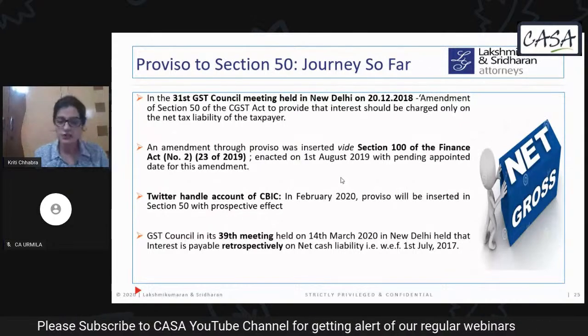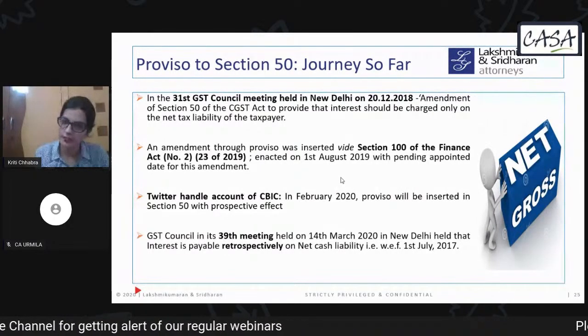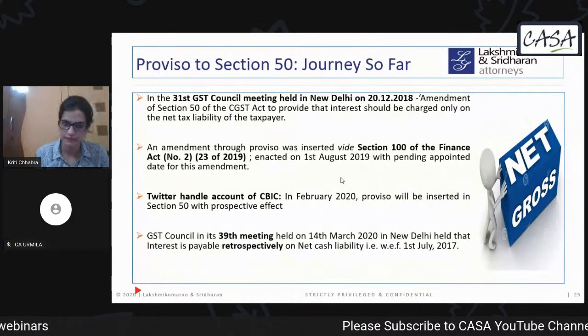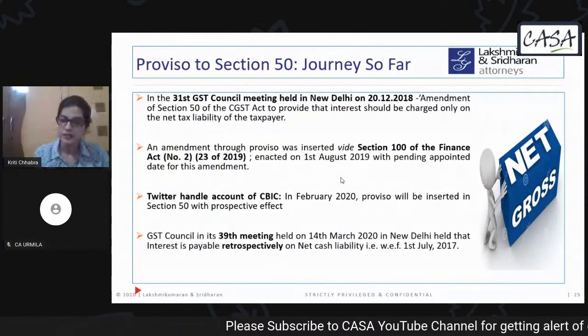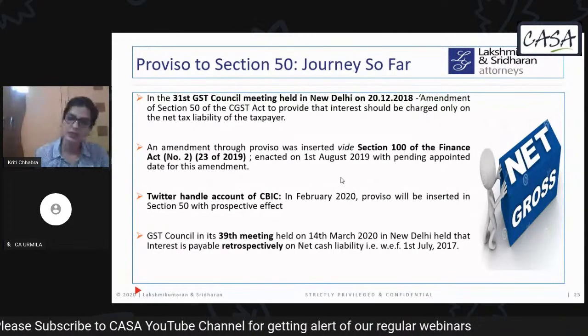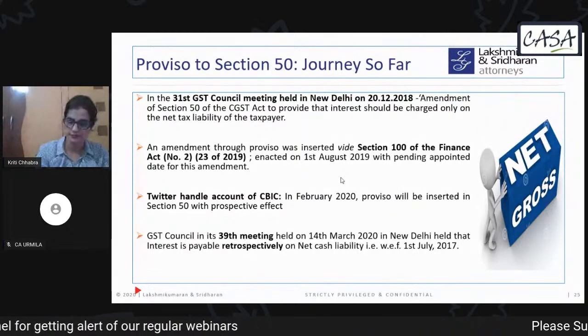Next, in the 39th GST Council meeting, in March 2020, the very next month, after the CBIC Twitter handle submission, the Council again clarified that this amendment will be made retrospectively, that is, with effect from 1st July 2017.